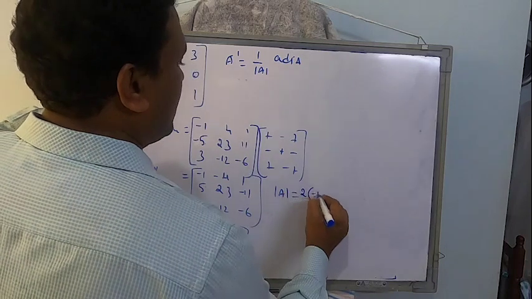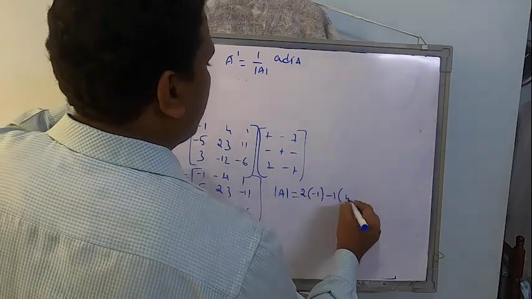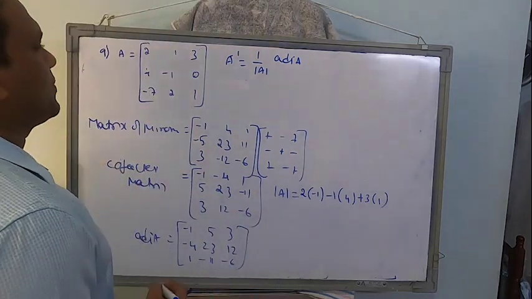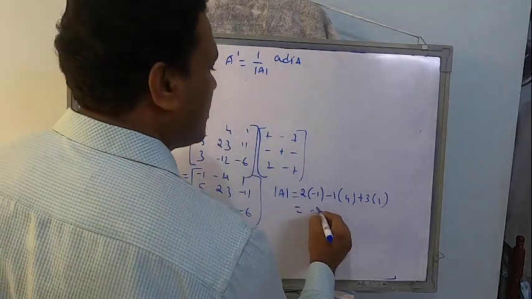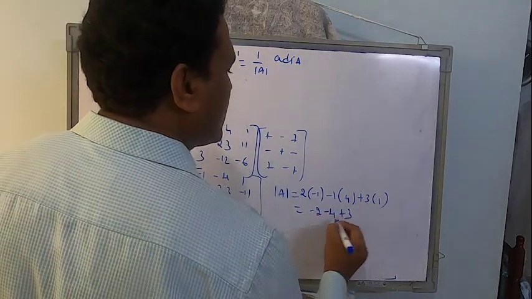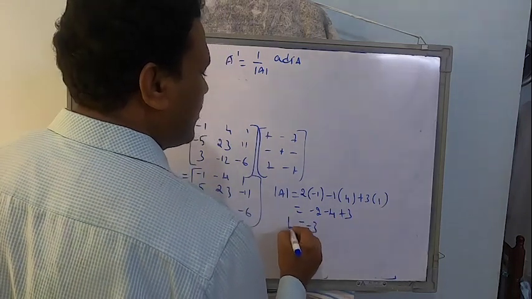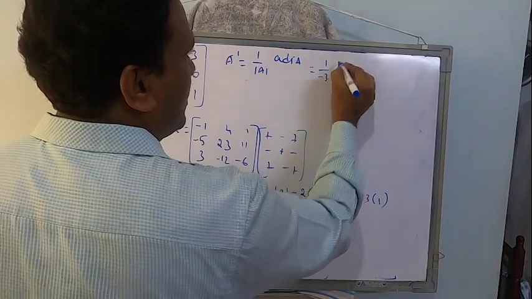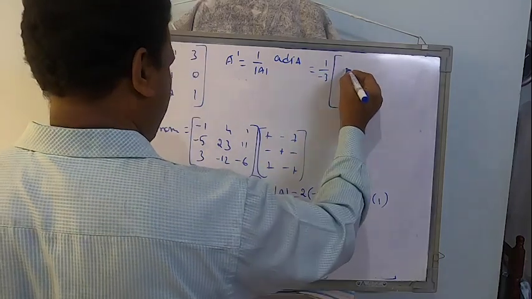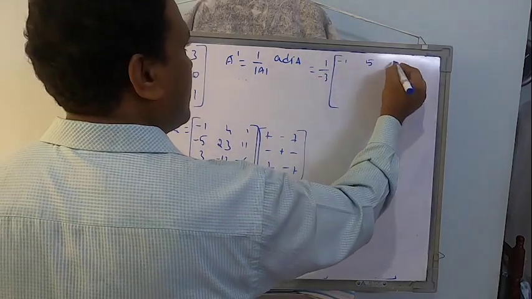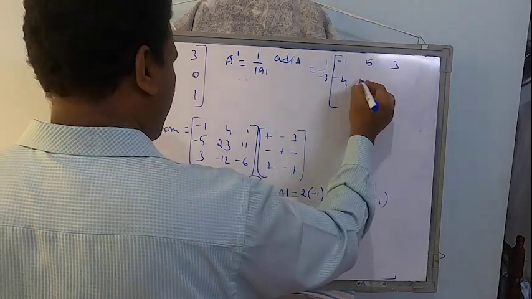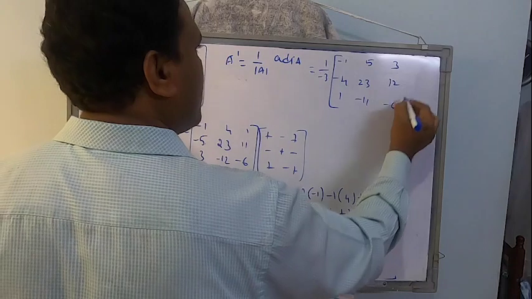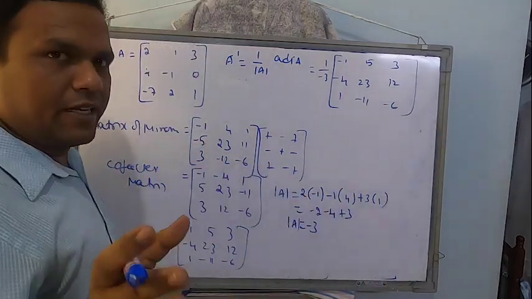So 2 multiplied by minus 1 multiplied by 4 plus 3 multiplied by 1. Yeah, fine. Okay, so that's going to be minus 2 minus 4 plus 3. So the determinant value will be minus 3. So substitute in this formula: 1 by minus 3 multiplied by the adjoint, minus 1, 5, 3, minus 4, 23, 12 and 1, minus 11, minus 6. You just need to find out the inverse.